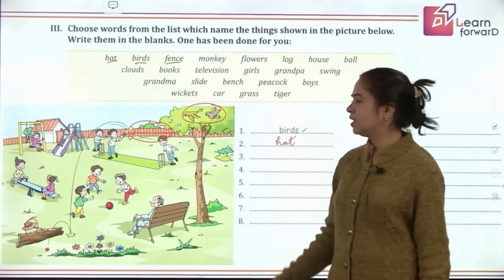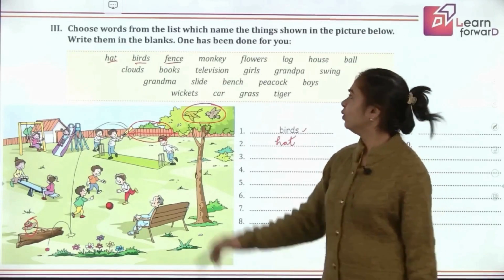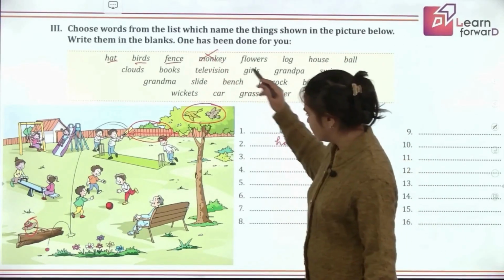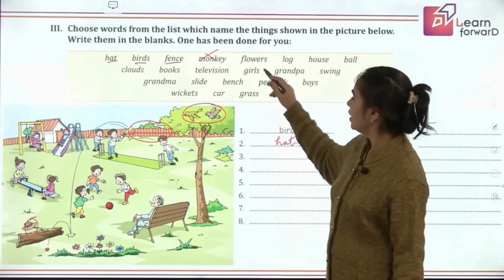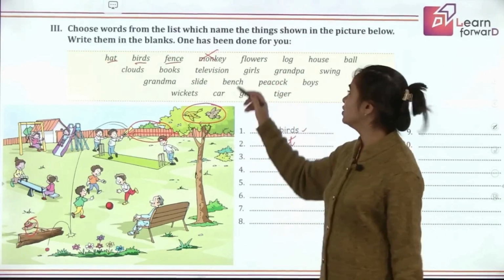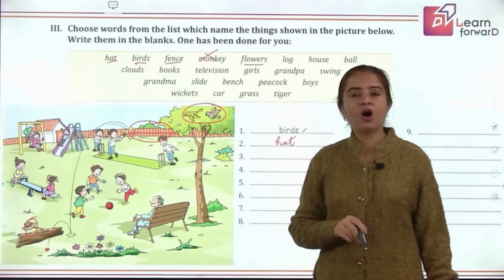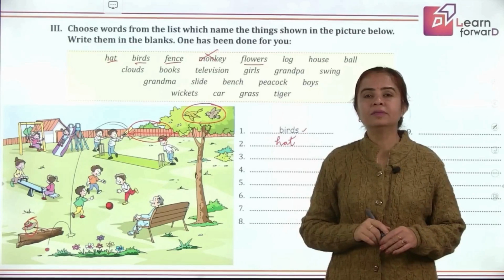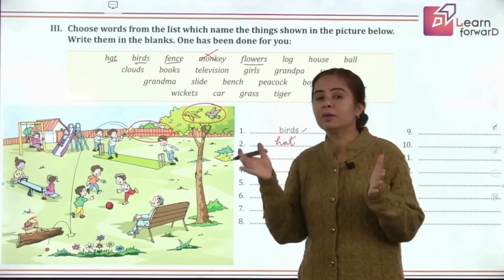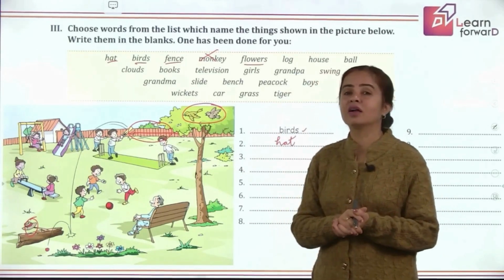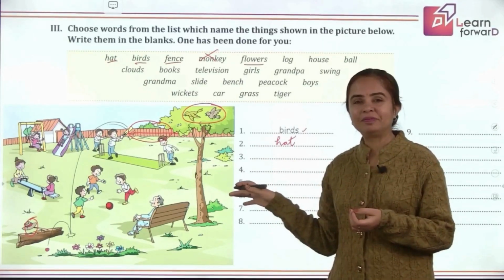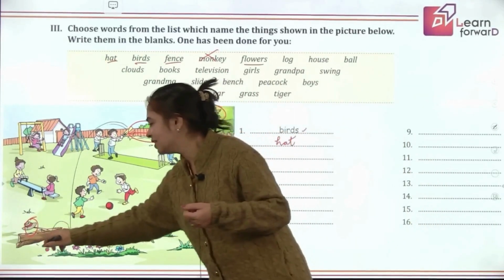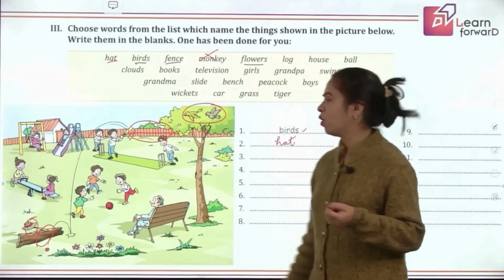Next, monkey. Do you see that? Oh no, I can't see one. Next, flowers. Of course, they are there. And log. What is the log, children? Log is the cut part of a tree trunk. So can you see that here? Good. Yes, this is your log.